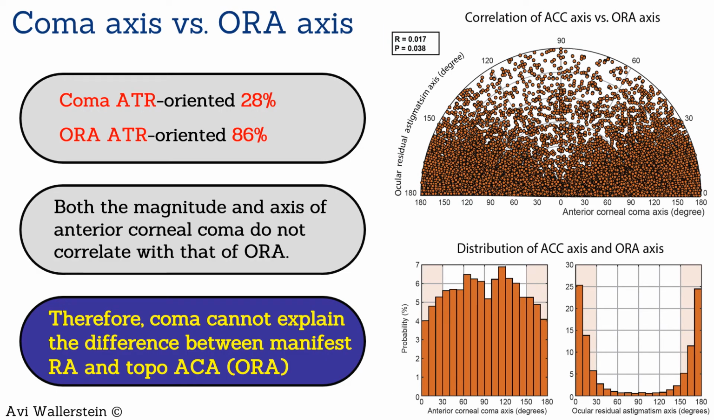In virgin eyes, coma is against the rule in 28%, while ORA is against the rule in 86% of eyes, with no correlation between coma and ORA axis. Therefore, coma cannot explain the difference between subjective RA and topography-measured ACA. These findings disprove the assumptions that many surgeons still have.